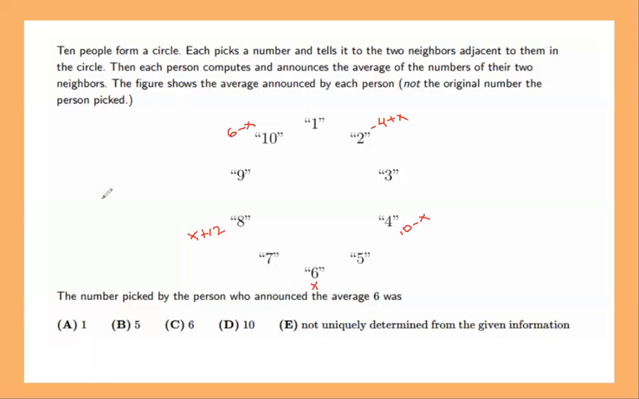This person, 7, is going to be the average of the X plus 12 and the X. So if you do that, you get 2X plus 12 is 14, and that is going to be just 1. And that's the answer.